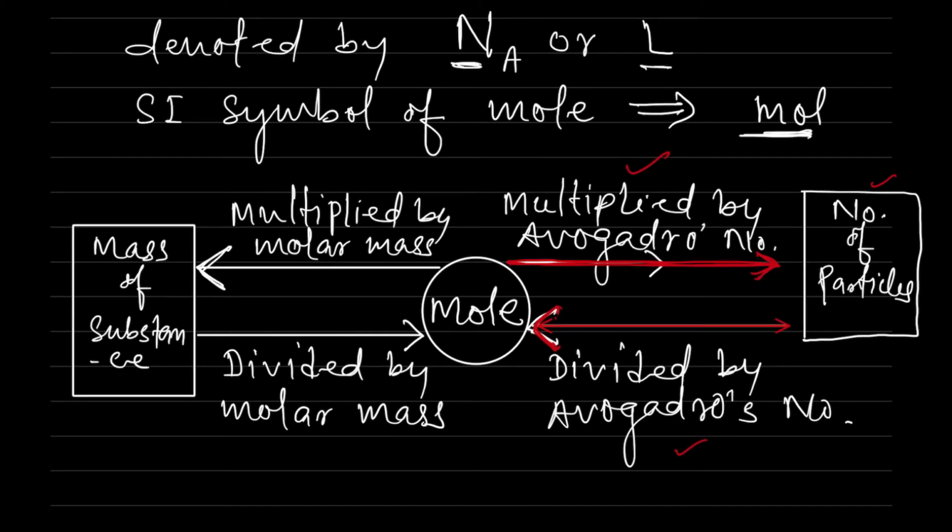This relationship you have to learn. This relationship is very simple. So mole can be converted into number of particles, and mole can also be converted into mass of the substance. If you know this relationship, the mole concept will be very easy. How will the mole concept be easy with this relationship?